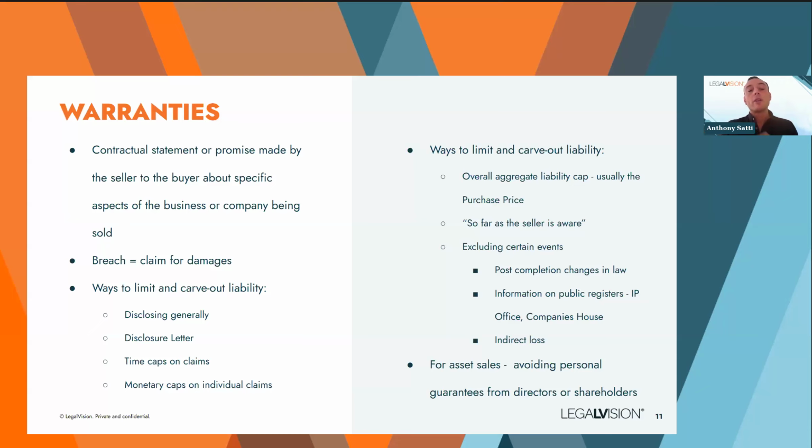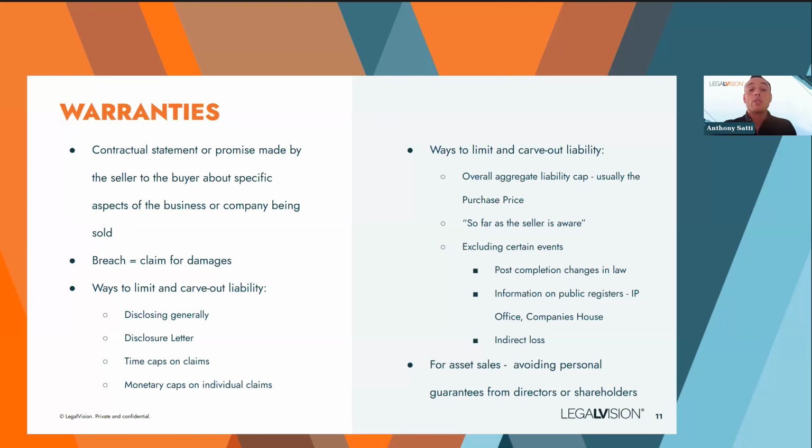Now, if the warranty is not true, which is ultimately what a breach of warranty is, that at some future point in time it's proven that the warranty isn't true, then the recourse and remedy for the buyer is to initiate a claim against you as a seller for damages, for the loss that they've suffered as a result of that breach of warranty. So it's really important that we as sellers try to limit and carve out the liability for warranty claims.